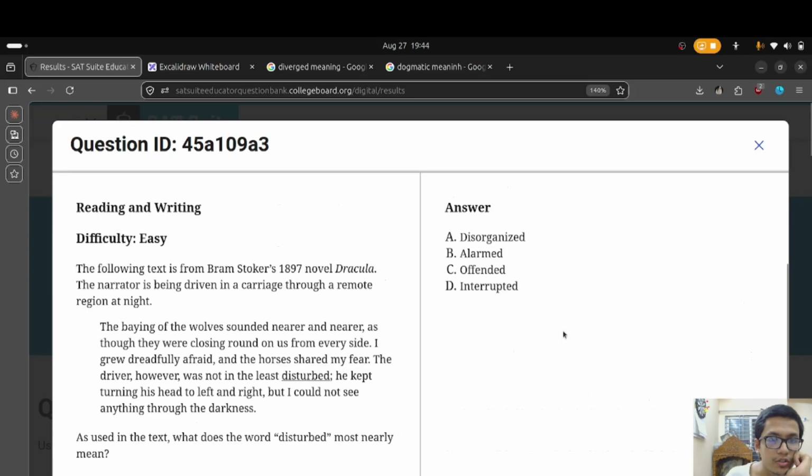So yeah, this one says easy. I still make mistakes on the easy questions sometimes. In this question they say, the following text from... So what does disturbed mean here? It's like the singular question, okay? The baying of the wolves sounded nearer, and as though they were closing around from every side.